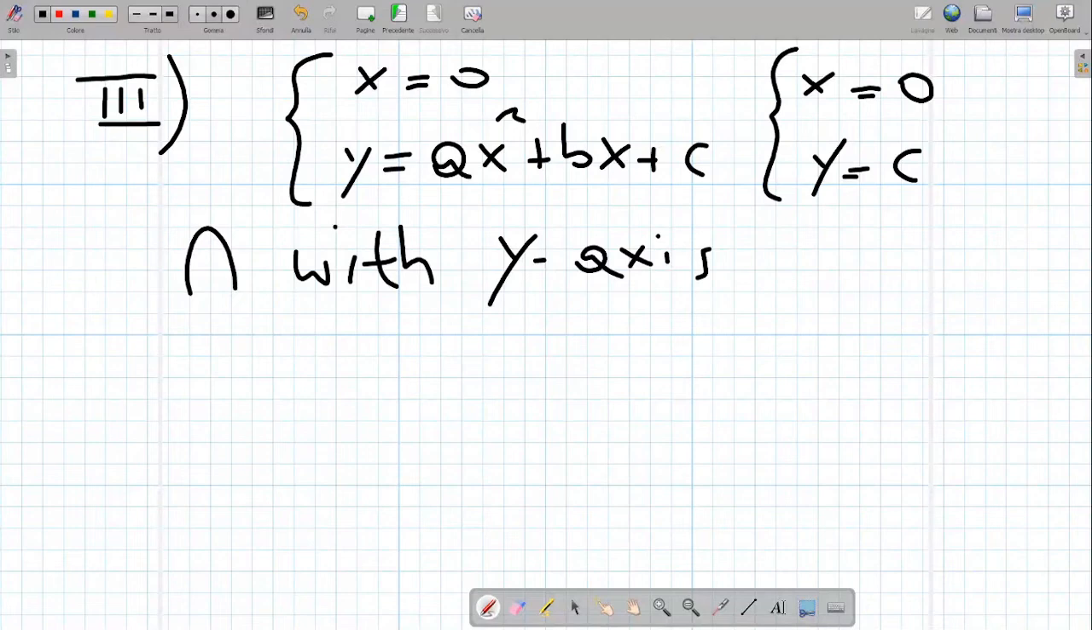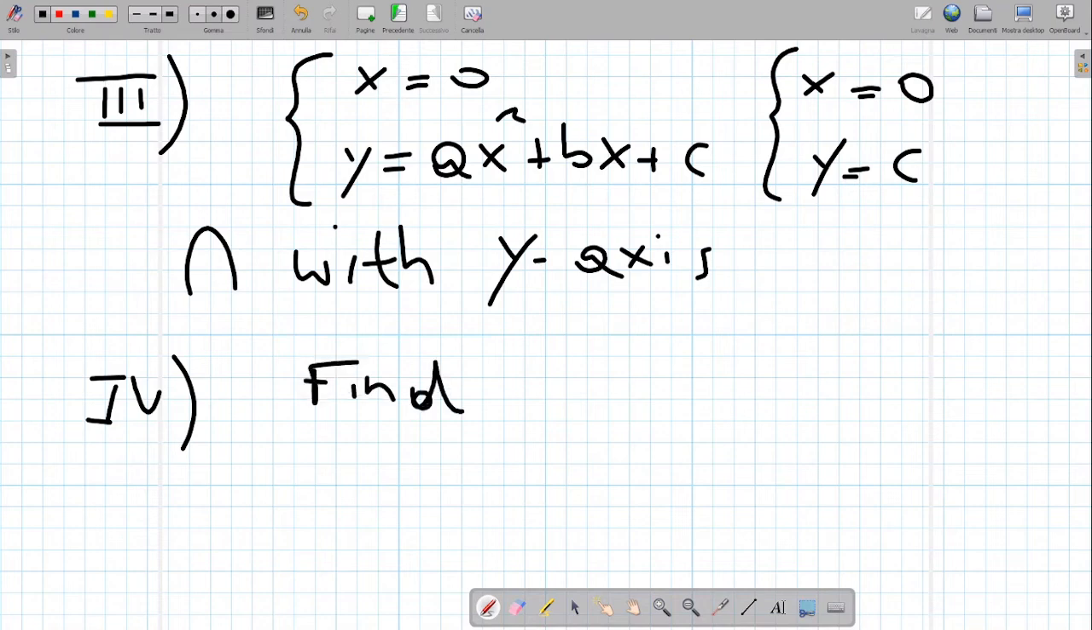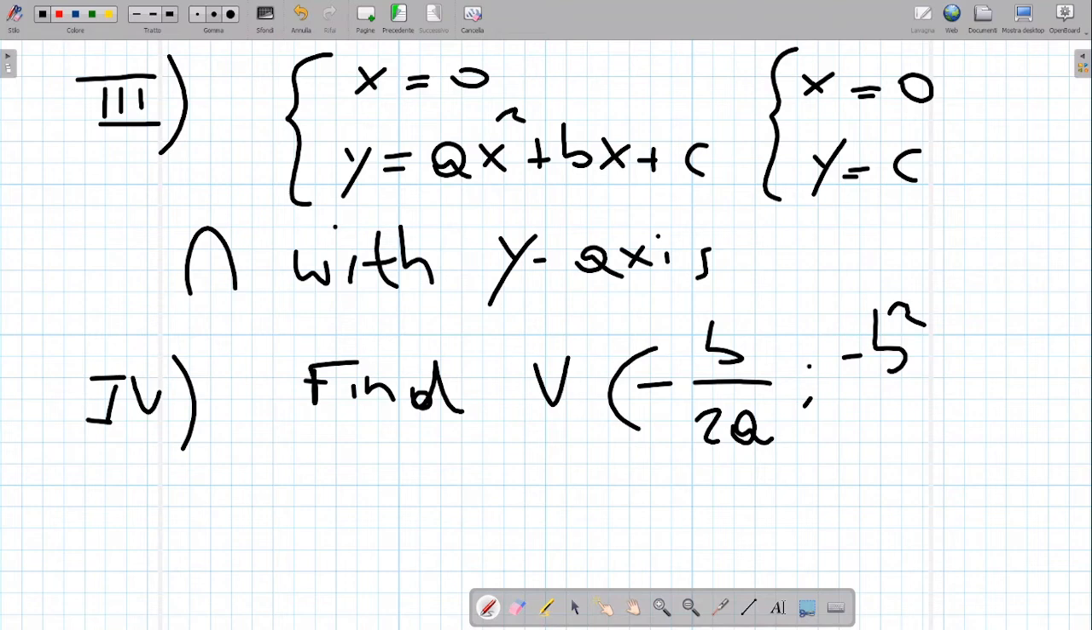And the last step is finding the vertex. Find V, which is, as I said before, minus b divided by 2a and minus b power 2 plus 4ac divided by 4a.